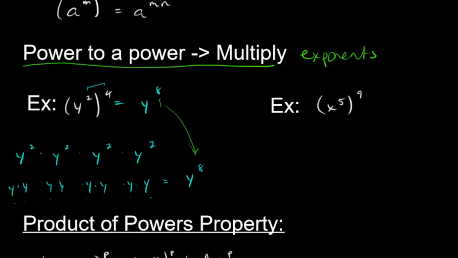And you should be able to do this in your head because it's just a simple multiplication. Well, when you have x to the 5th raised to the 9th, when you have a power raised to a power, you multiply your two powers together. And that would get you x to the, well, that is not right, x to the 5 times 9 power, which is x to the 45th power. And that's it. All right.